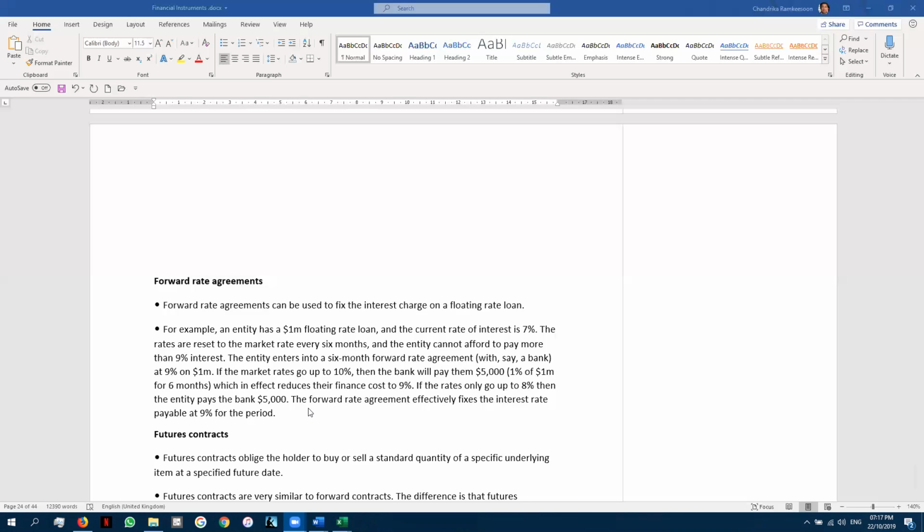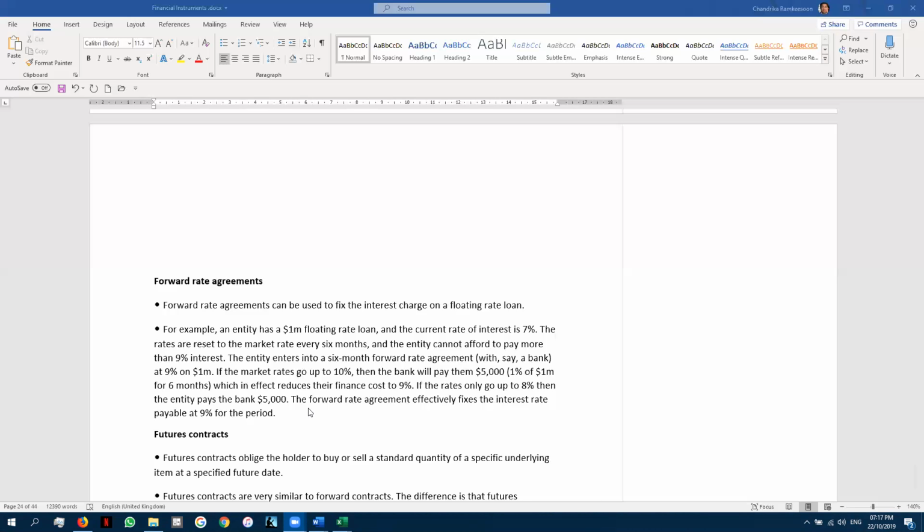Now, as I keep saying though, what you need to know about it is what we are seeing here. There is a lot more to it than meets the eye, literally speaking. For example, an entity has a $1 million floating rate loan, and the current rate of interest is 7%. The rates are reset to the market every 6 months. This is what I was telling you, roll over every 6 months. And the entity cannot afford to pay more than 9% interest. The entity enters into a 6-month forward rate agreement, say with a bank, at 9% on 1 million.